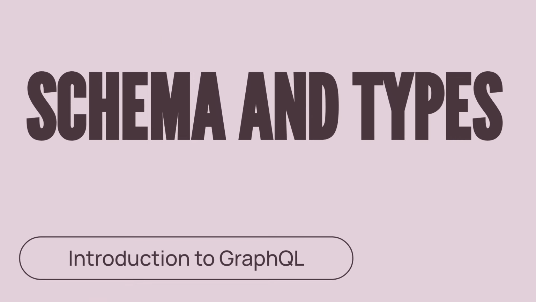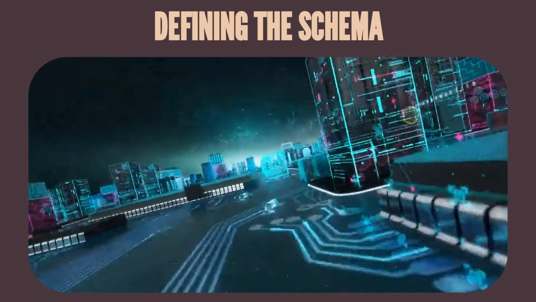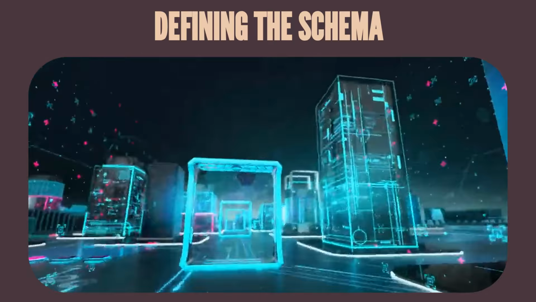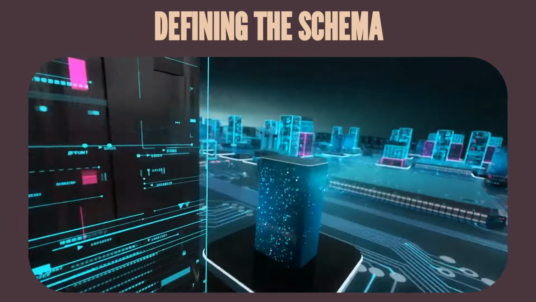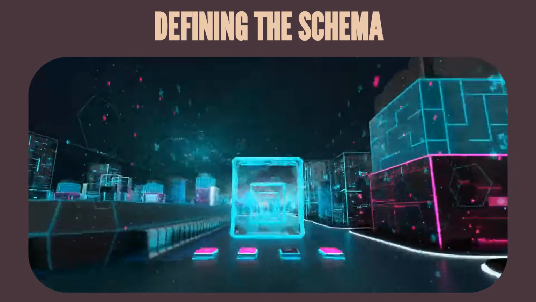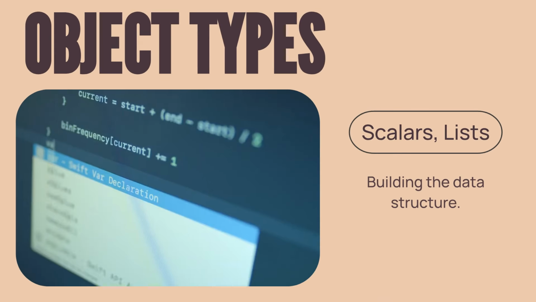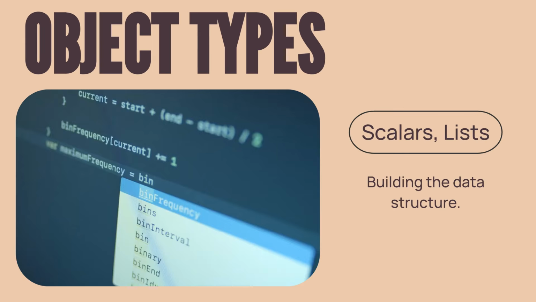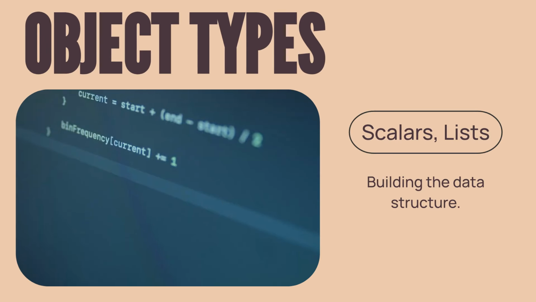The GraphQL schema is the core of any GraphQL service, defining what data can be fetched and modified. Your GraphQL schema acts as a contract between the client and the server. It specifies all the types and fields available for interaction. The schema uses object types to represent data. These types are built from basic scalar types like string, int, boolean, and can contain lists of other types.